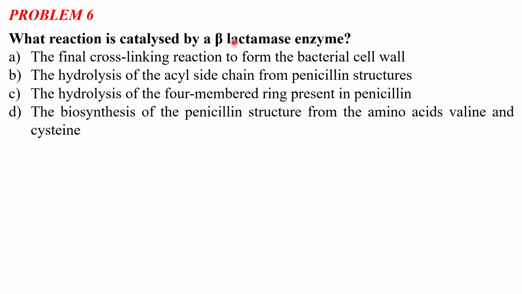What is the reaction catalyzed by the beta lactamase enzyme? Number A, the final cross-linking reaction to form bacterial cell wall. Number B, hydrolysis of acyl side chain from penicillin structures. Number C, hydrolysis of the 4-member ring present in the penicillin. And number D, biosynthesis of the penicillin structure from the amino acids valine and cysteine.